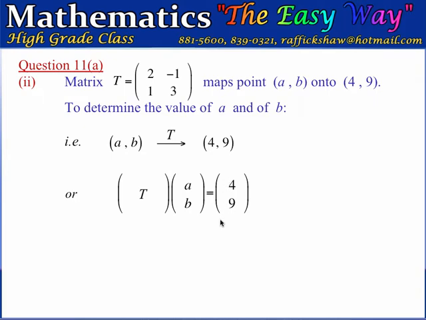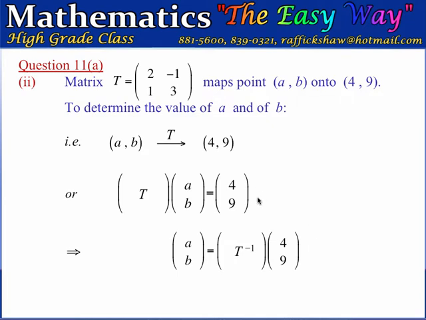We want to find AB, and so we need to transpose to make this vector the subject. By simple matrices transposition, the matrix AB here will be equal to the inverse of the matrix T multiplied by the matrix 4, 9. That is by basic matrices transposition of this equation.